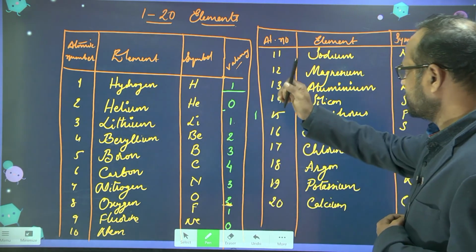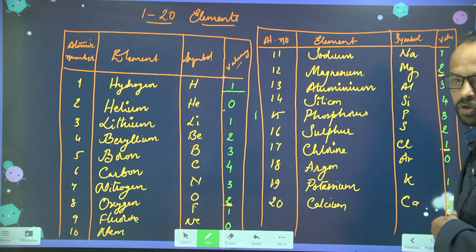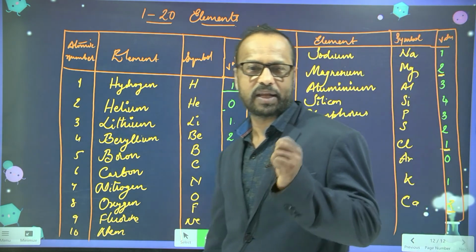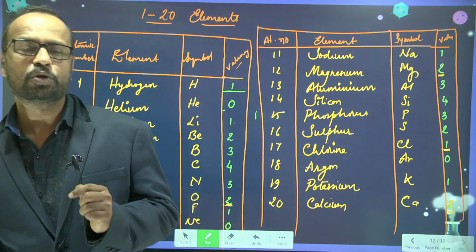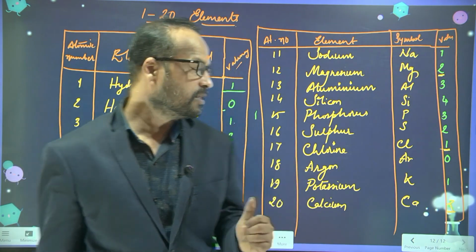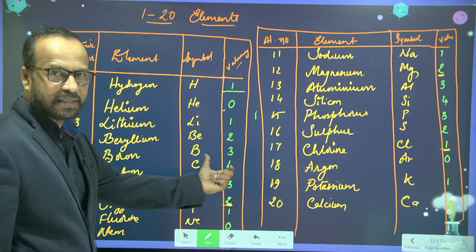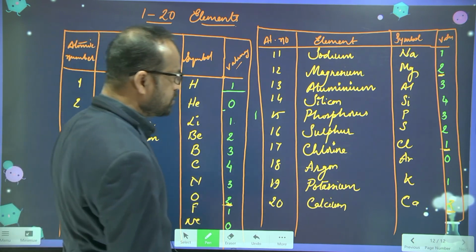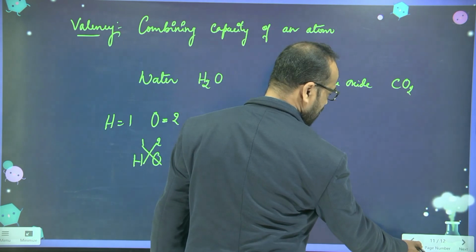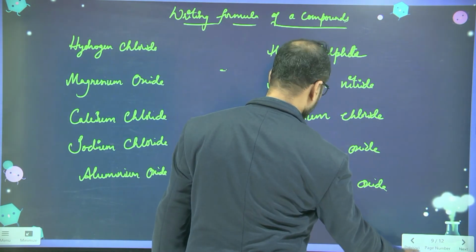So here, these are the elements, and now I am asking you to learn only 20 elements. Actually 118 elements are there, but I am asking you to learn only 20 elements. So these 20 elements, their symbols and their valencies. Is this clear, students? So based on this, if you know, then you can write the formulas of any compound.